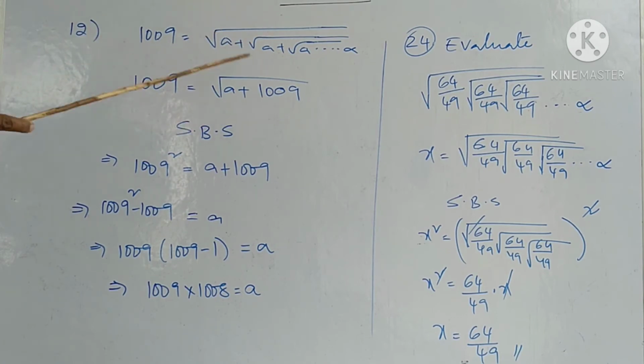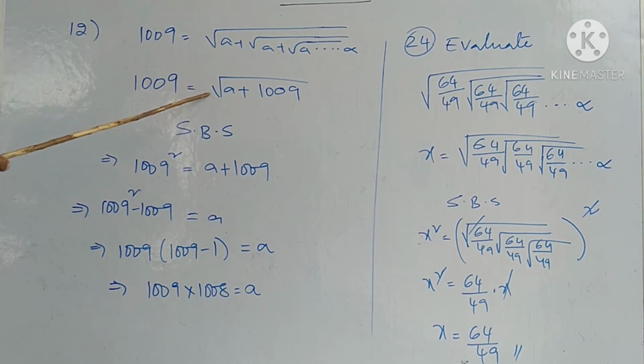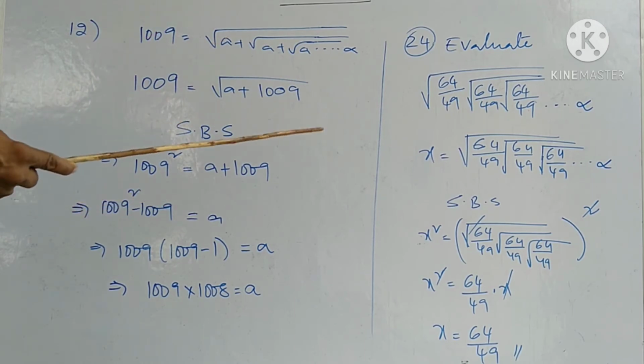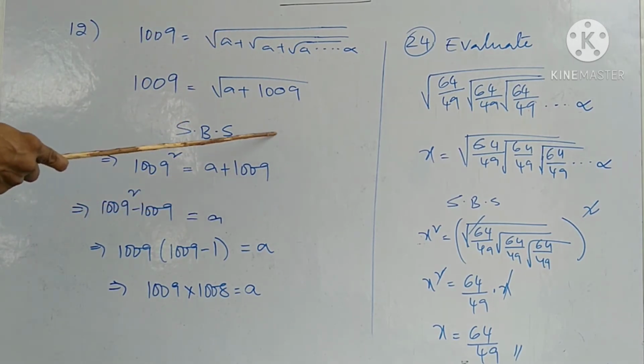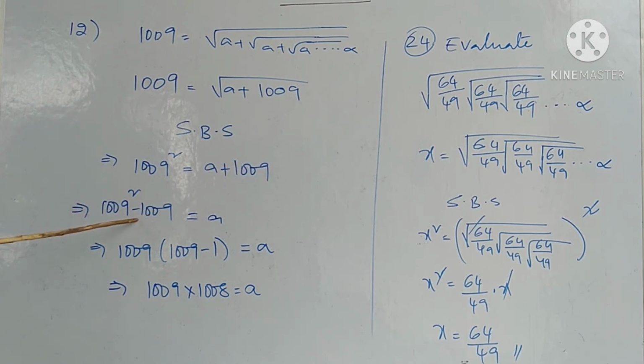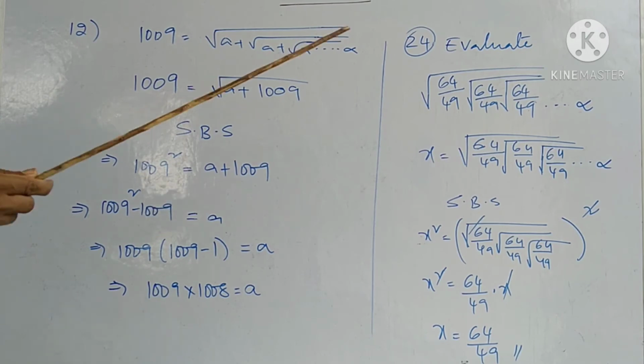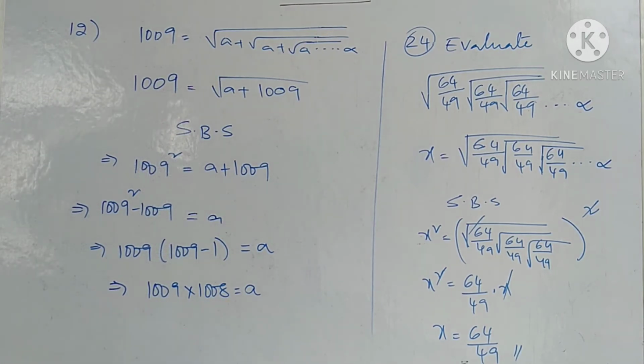Substitute this value. So squaring on both sides, 1009 whole square is equal to the square root of (a plus 1009) whole square. The square root cancels, and the result is a plus 1009. So transpose this 1009: 1009 whole square minus 1009 is equal to a. So 1009 is common, remaining 1009 minus 1. So a is equal to 1009 into (1009 minus 1), which is 1008. So finally the value of a is 1009 into 1008.